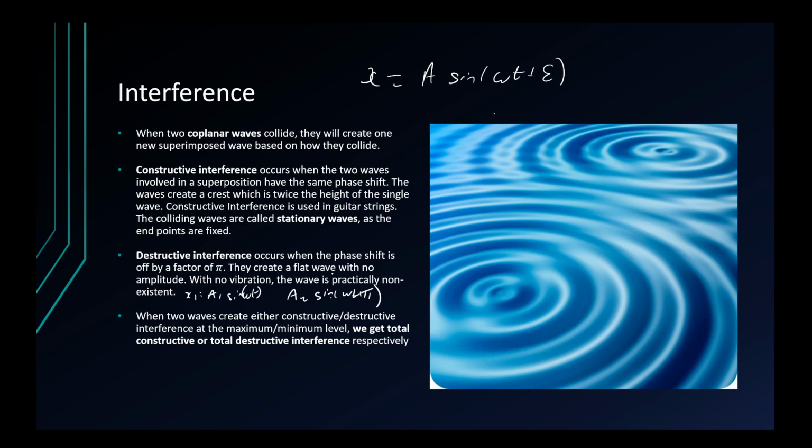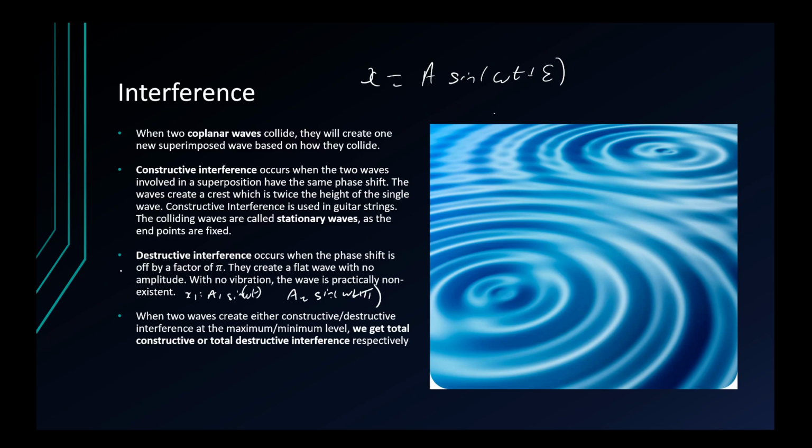And then destructive interference is when they're phased out by a factor of pi. So in fact, the value of epsilon, or the relative value of epsilon between them, so one of them is actually pi radians bigger. So as you can see here, one might be a sine omega t, and the other might be a sine omega t plus pi. And what that will mean is that they will essentially cancel each other out perfectly.